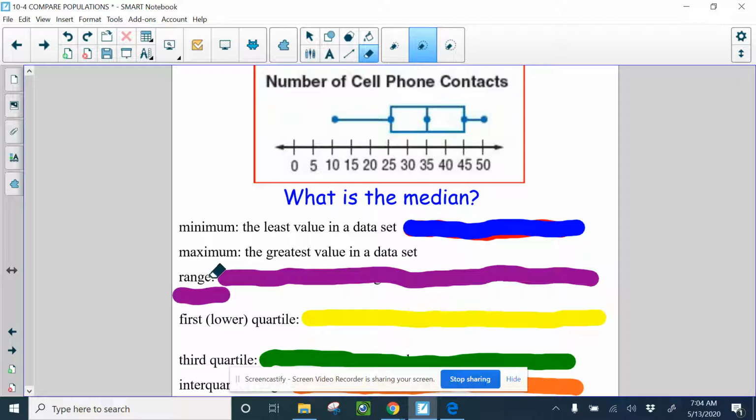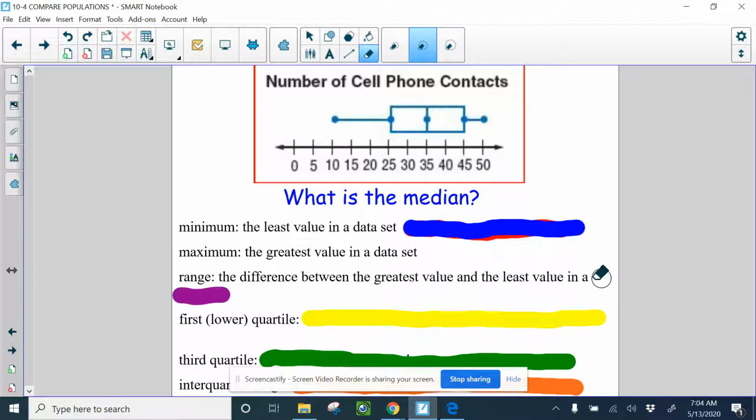Next, the range is the difference between the greatest and least value in a data set. So if I look at that, my minimum was 10, my maximum was 50, so my range between my two points would be 40. The median, remember I don't have that one listed, but the median is going to be the line that's inside my box, so 35 would be the median.